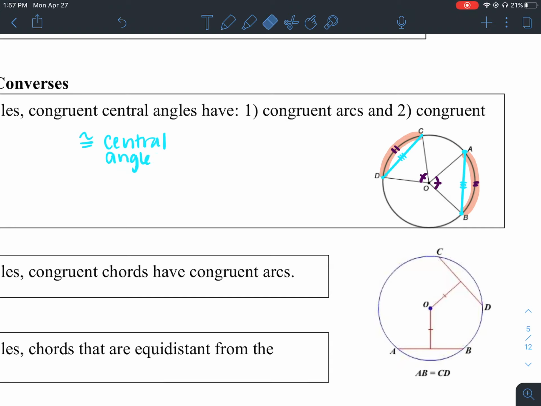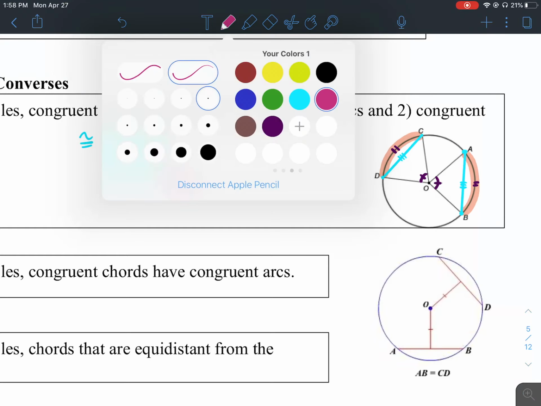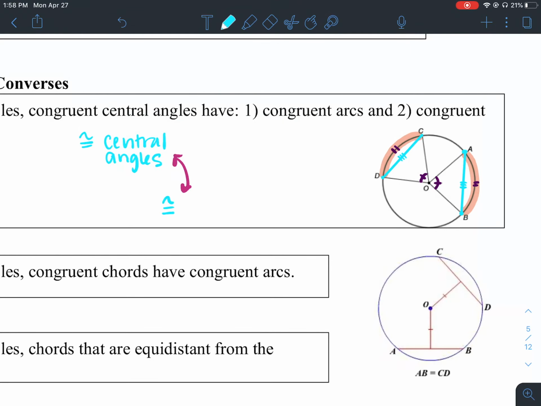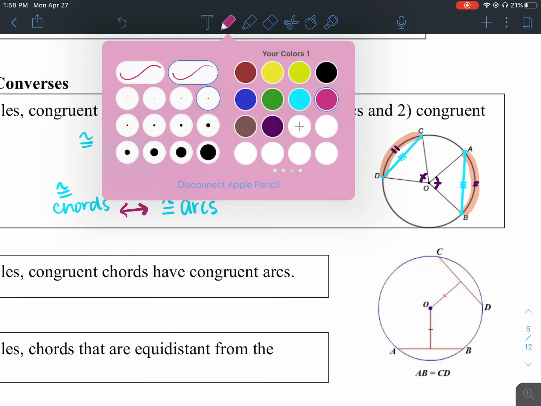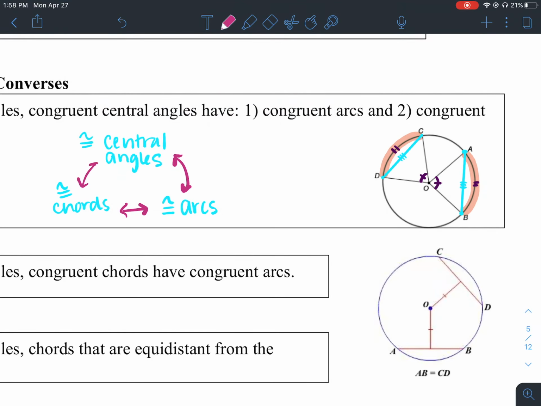Well, that's creating, and this goes backwards as well. I'm going to pick a different color for my arrows here. It goes in both directions, congruent arcs. And that's going to create, in both directions, congruent chords, which also implies, in both directions, congruent central angles.